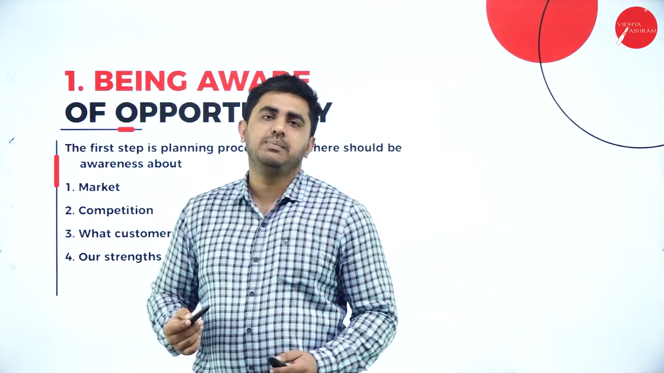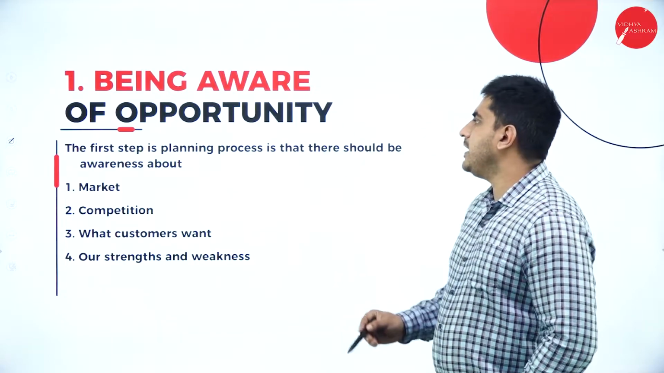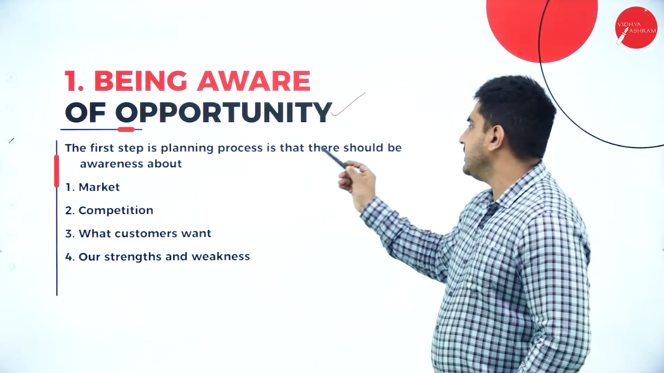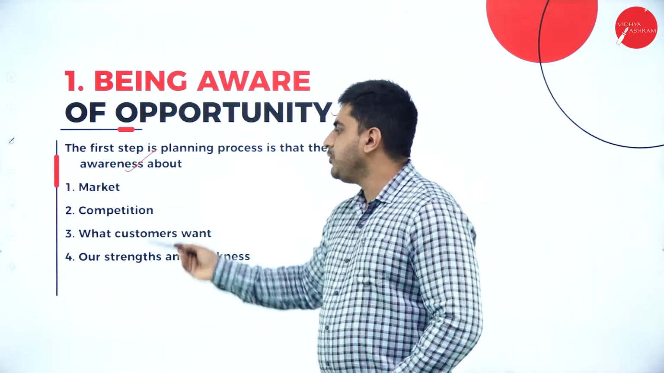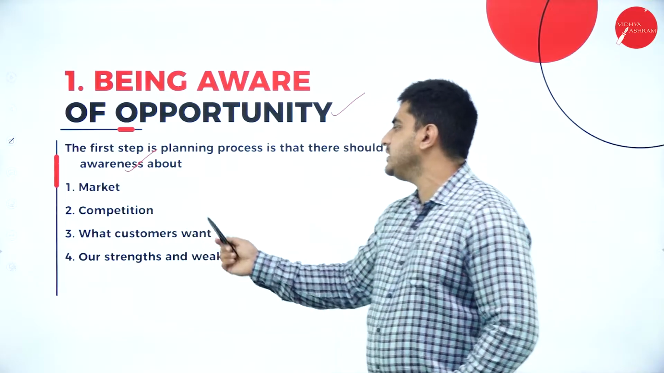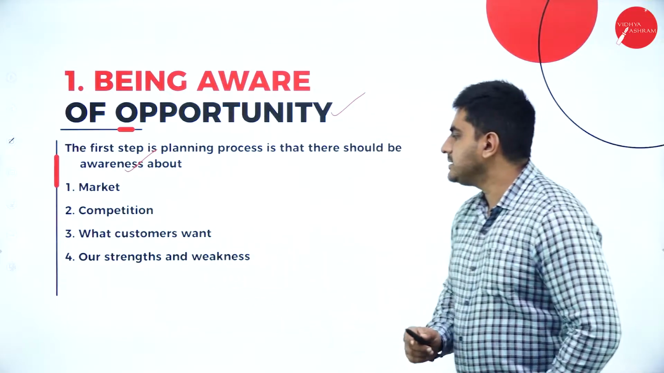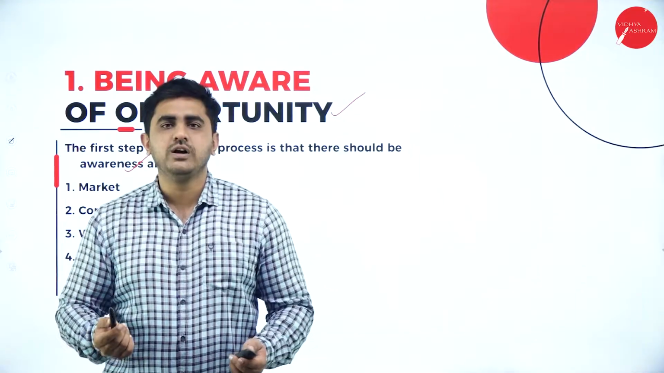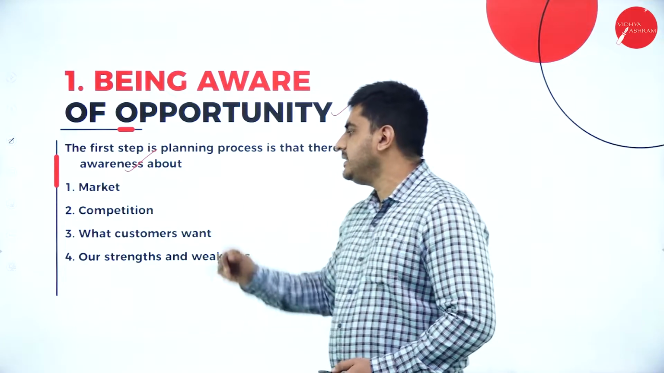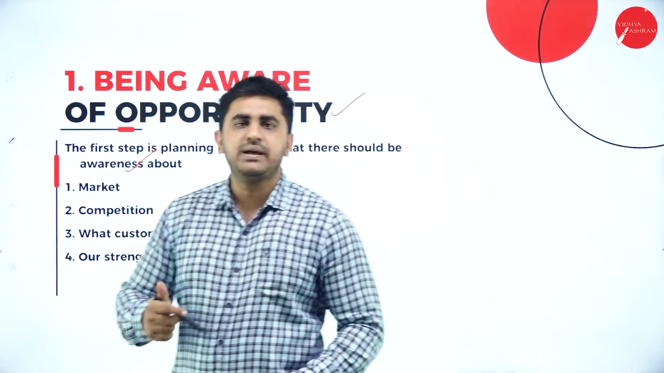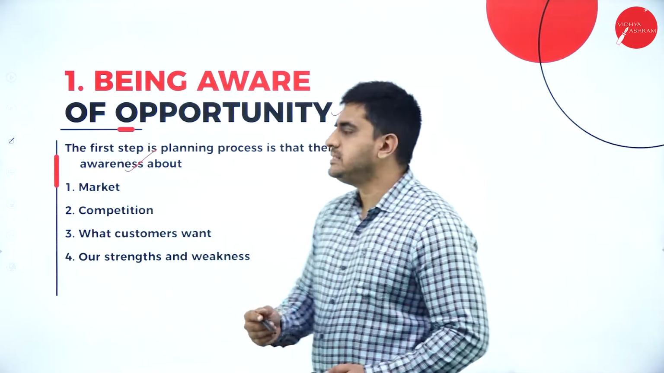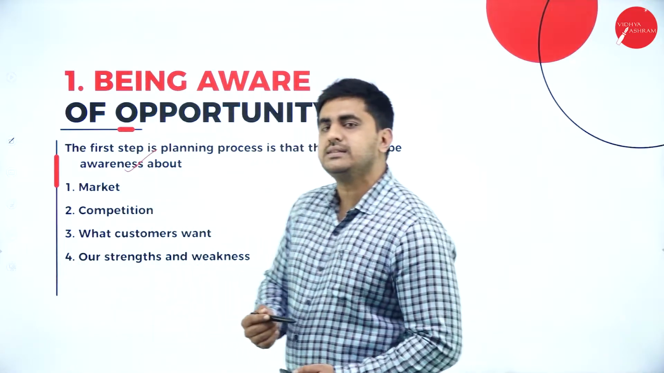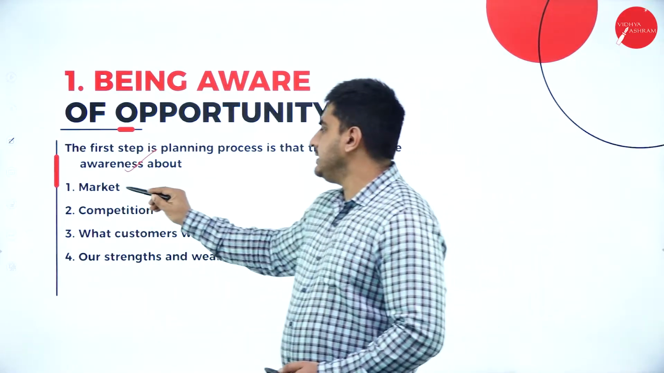So the first step in the planning process is being aware of opportunity. So we will understand this. The first step in planning process is that there should be awareness of these 4 factors, that is market, competition, what customers want, our strengths and weakness. So being aware of opportunity, that is, when you want to plan, you should have awareness regarding these 4 things, that is market. What is the present condition in the market? What is the demand of a particular product in the market? What is the price of a particular product in the market? You should have awareness regarding that, that is market.